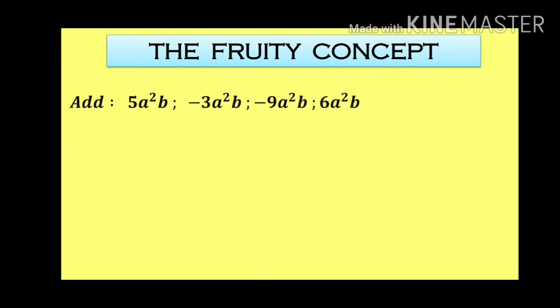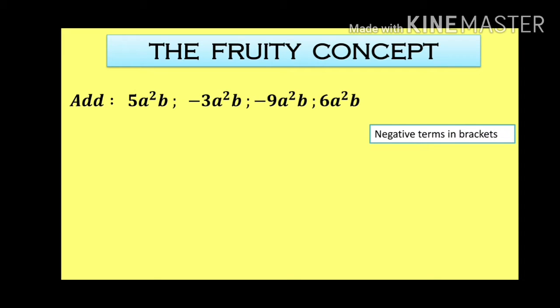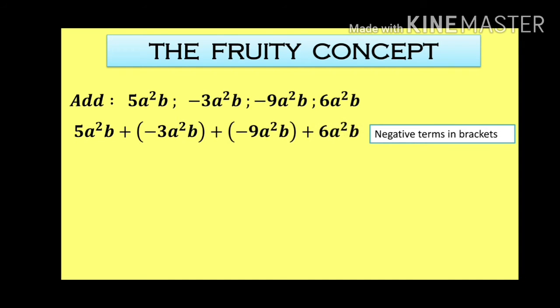This fruity concept will be used to solve problems in algebra. Now see here, we have some like terms: 5a squared b, minus 3a squared b, minus 9a squared b, 6a squared b. All are having a squared b. That is the similar term. So first, we will put the negative terms in brackets. Always remember that if you are having any negative terms like minus 3, minus 9, put them in brackets first. After putting in brackets, we'll just add them.